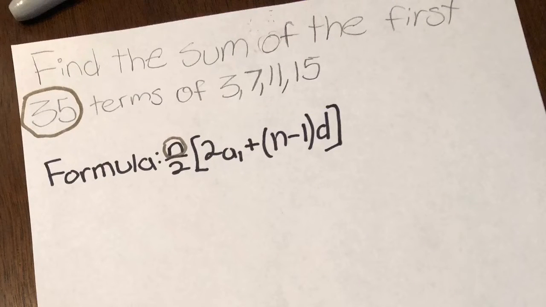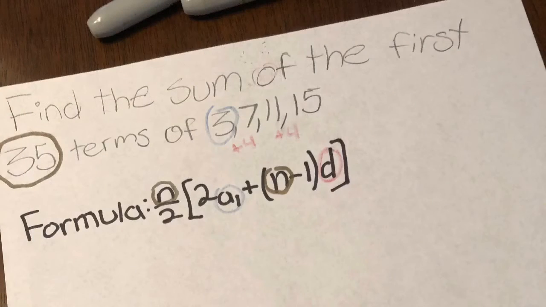Alright, for the next question, it asks to find the sum of the first 35 terms of 3, 7, 11, and 15. But this time, we're going to be using a different formula. You plug in 35 for n, 3 for A1, and 4 for D, because 3 plus 4 is 7, 7 plus 4 is 11, and 11 plus 4 is 15.